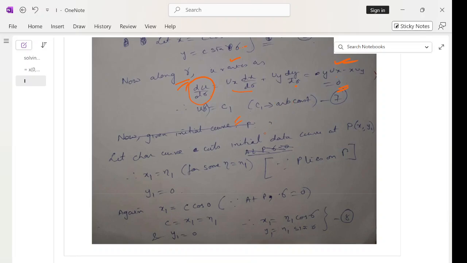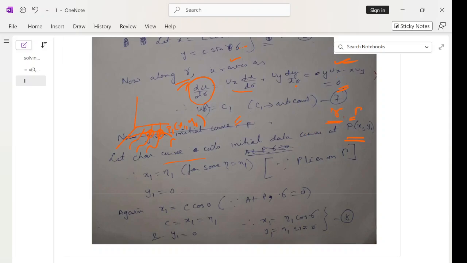Now what we do is use the point of intersection of the characteristic curves with the initial data curve. Any of the characteristic curves, you can see, is crossing here at this point, crossing here at this point. So I consider any one of these, say P1. Okay, so let the characteristic curve cut the initial data curve at the point P(x1, y1). So this point is common to capital gamma and small gamma.